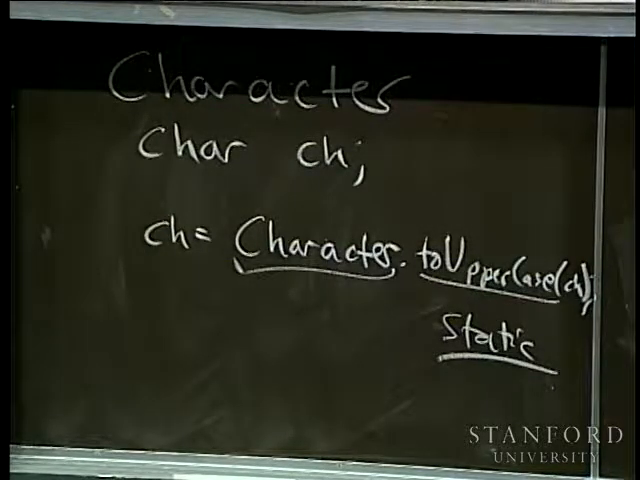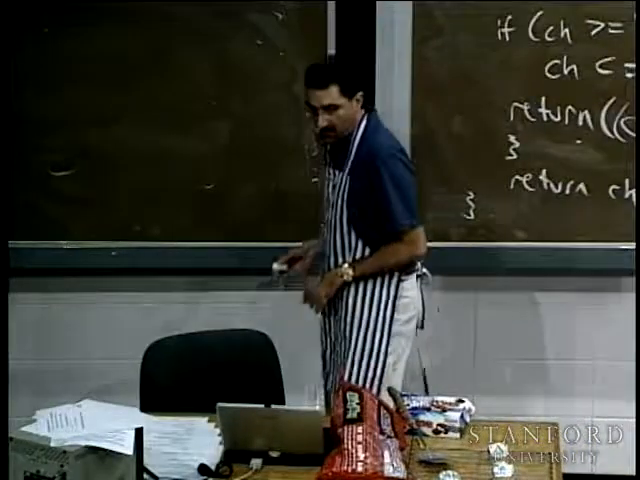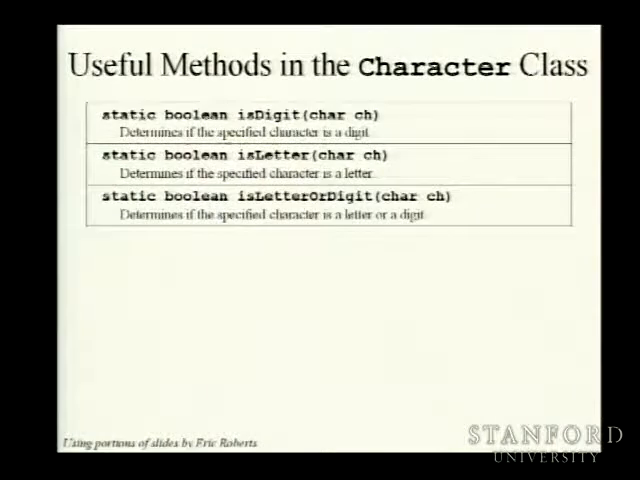And there's a bunch of useful methods in this Character class, and I'll just go over a few of them real briefly. Okay? So real quickly, you can check to see if a character is a digit, is a letter, or is letter or digit. That's good for validating some inputs if you want the user to type in something in particular. These take in characters and return booleans. Question?